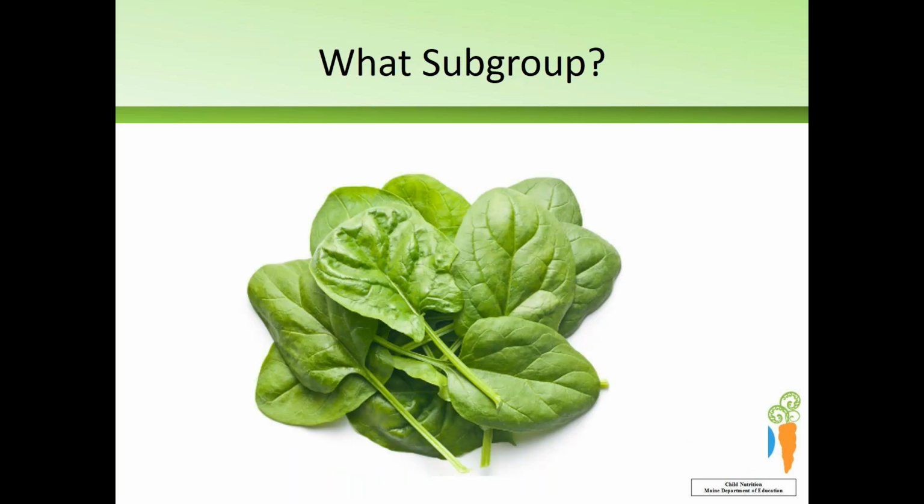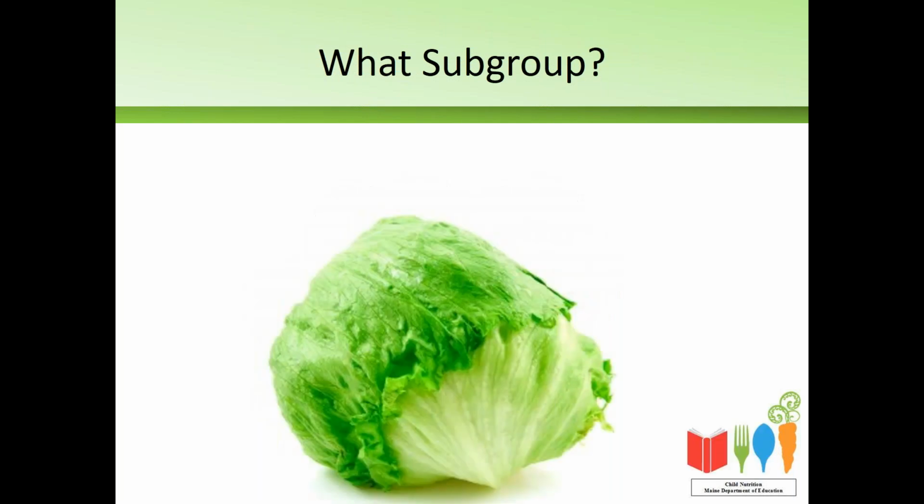So now we're going to take a few moments and do a little subgroup quiz. So just take a few seconds to think about your answer, and then I will give you the correct answer. So the first one we have is spinach. So what subgroup does spinach fall under? This falls under the dark green category. It is a very rich, dark colored green vegetable.